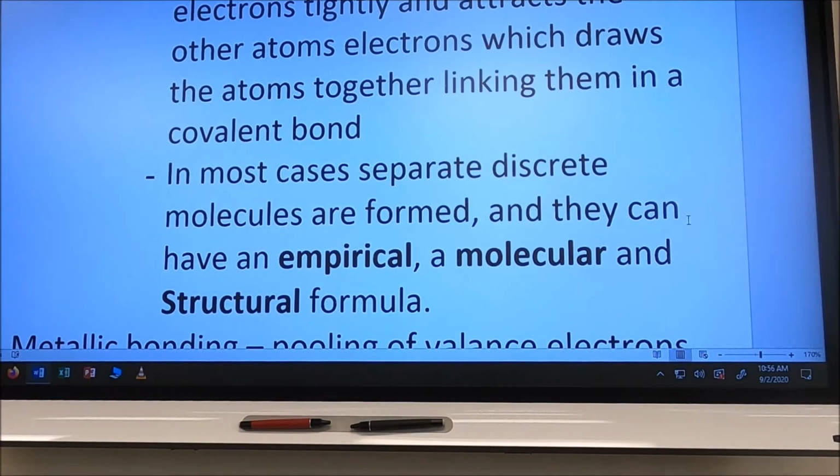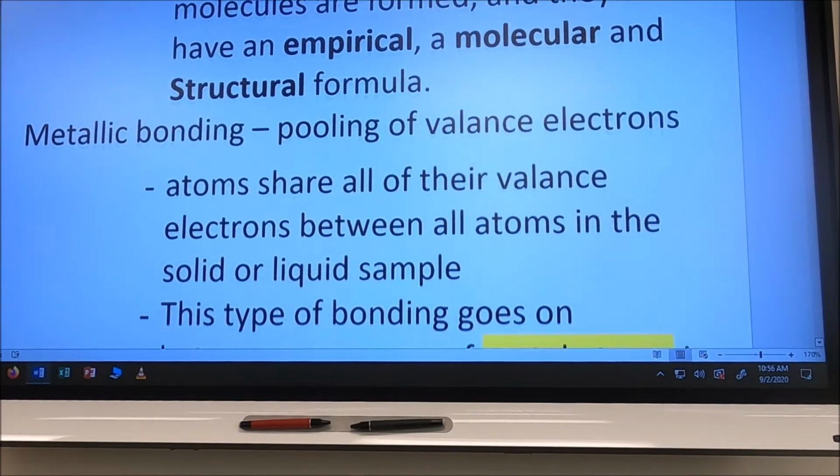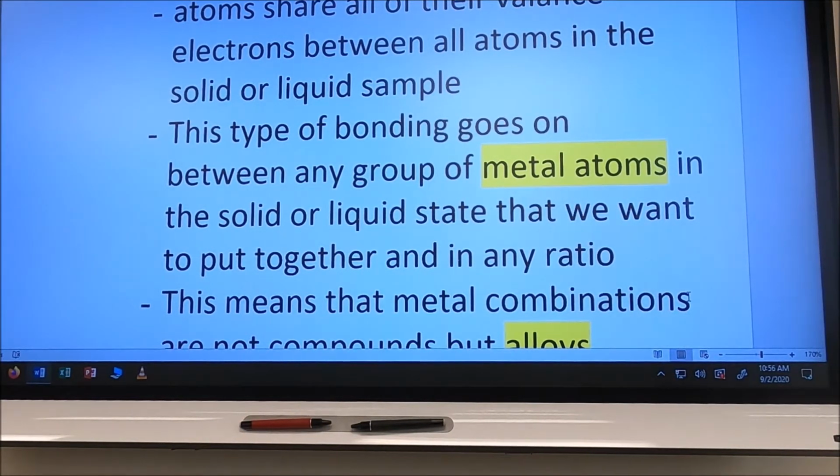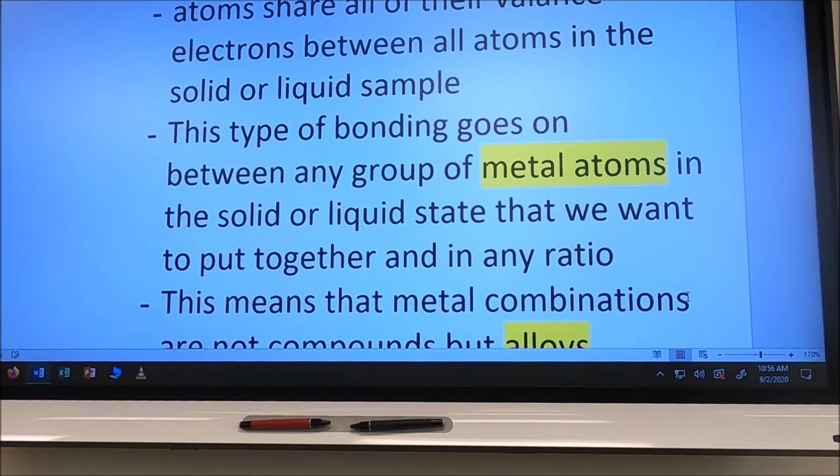Our last type of bonding is metallic bonding. Metallic bonding is called pooling of electrons. What happens in metallic bonding is the atoms share all of their valence electrons between all of the atoms in the solid or the liquid phase. The outer electrons in metals, especially as the metals get larger, are held onto more loosely. And so if I have a solid or liquid sample of a metal, all of the electrons run in between all of the atoms. And that's why metals are shiny. It's because of the way those electrons, running in between all of the atoms, interact with light.